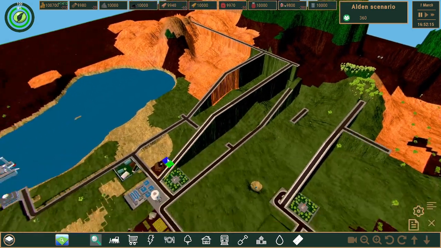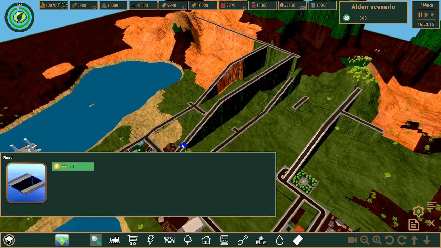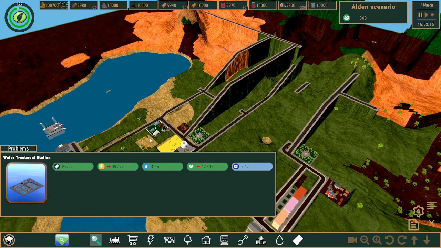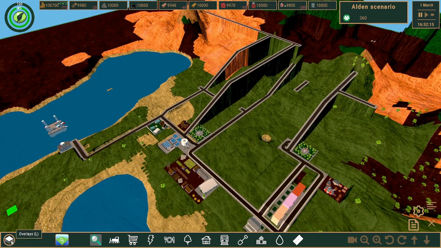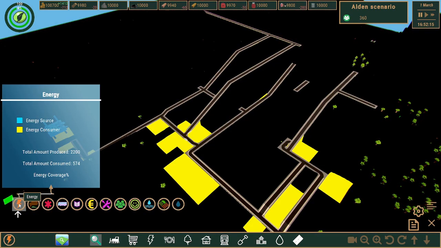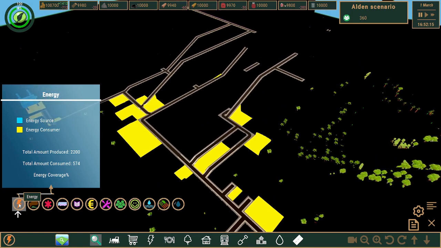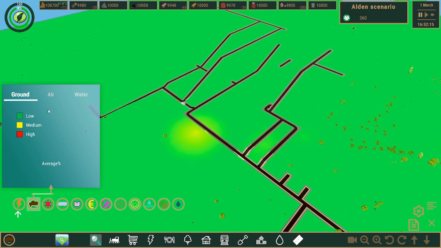Then you have an information bubble, which you can click on anything and it will show you data which are linked to this building. And finally, you have the overlays. The overlays are very important in order to manage your town. You have overlays showing you energy, where is the energy produced, who is consuming it, etc. You have an overlay showing you pollution, who is polluting what and where.